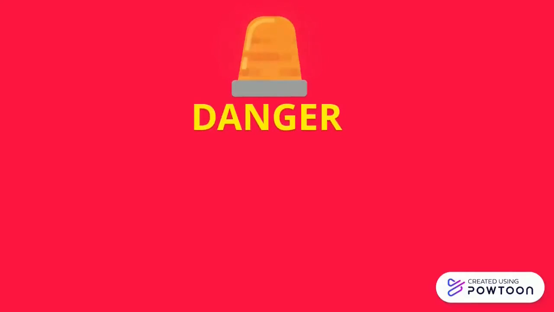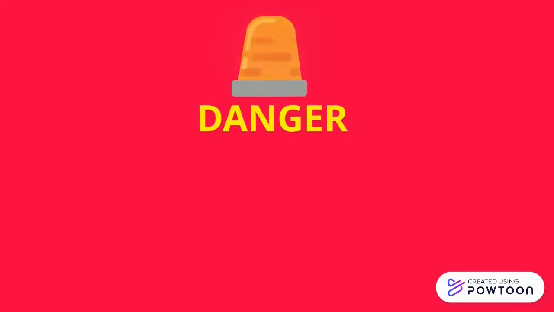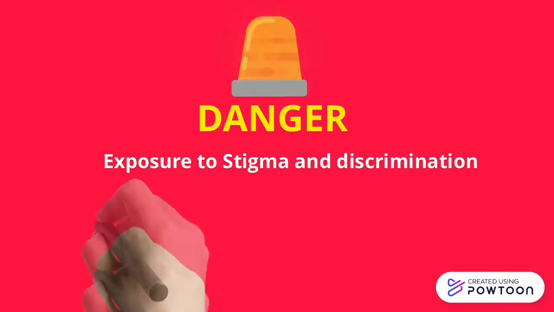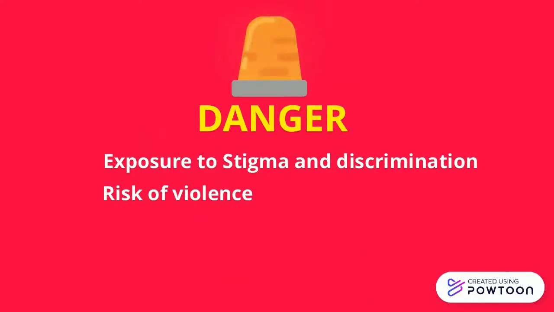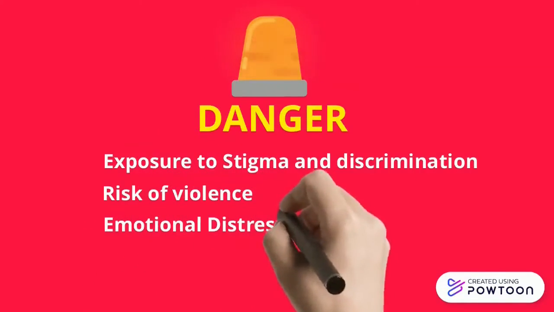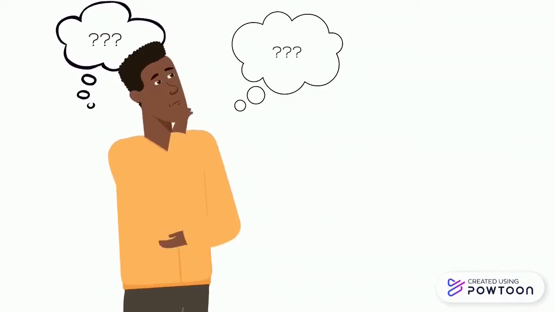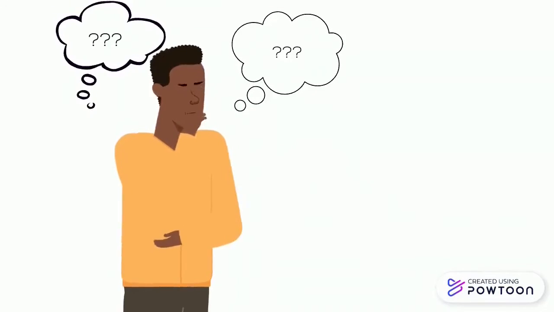Breaking a peer's confidentiality can cause serious harm, including exposing the peer to stigma and discrimination, putting the peer at risk of violence, causing emotional distress. What are some of the adverse effects of breaking a peer's confidentiality you can think of?